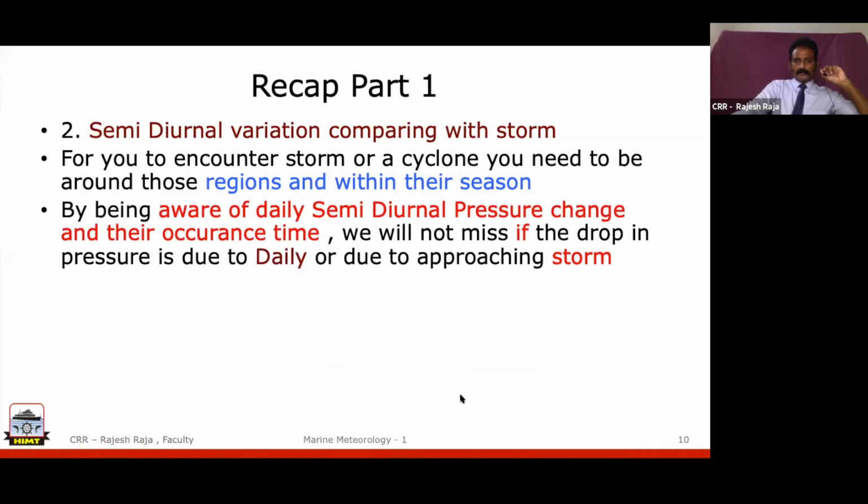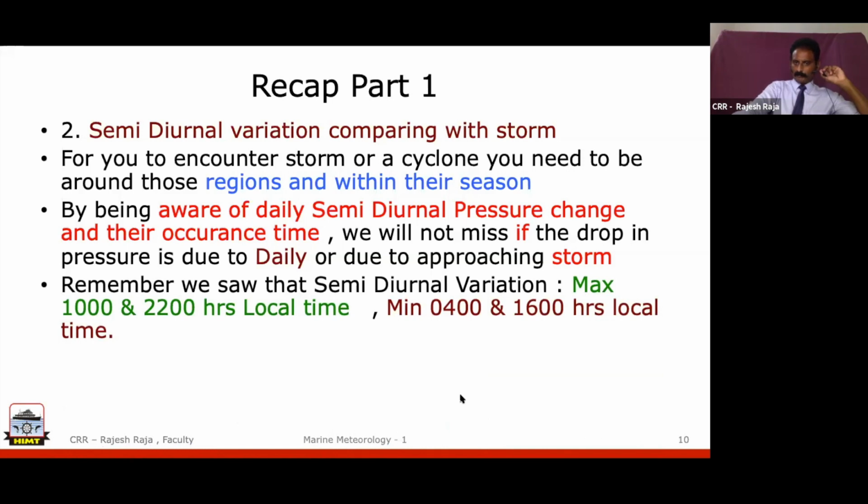Now, by being aware of the semi-diurnal variation, the only thing is you will be able to differentiate whether it is the daily variation or it is because of the storm. That was the only reason. I hope this answers your question.